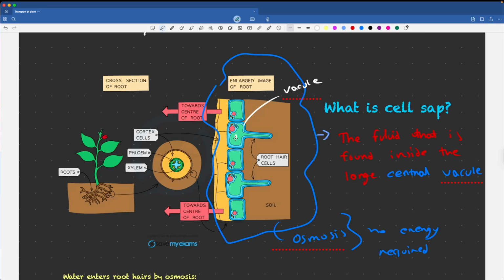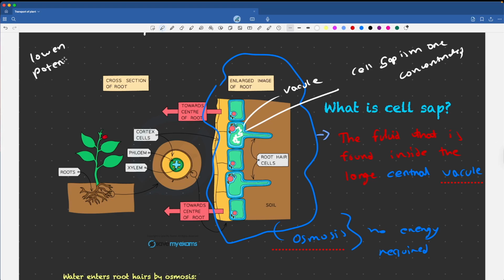Let's look at this thing, the cell sap. The interesting thing about it is that it is more concentrated. So if the cell sap is more concentrated, what will happen? Why do you care? Here the magic actually happens. As it is more concentrated, it has lower water potential. What does lower potential mean?